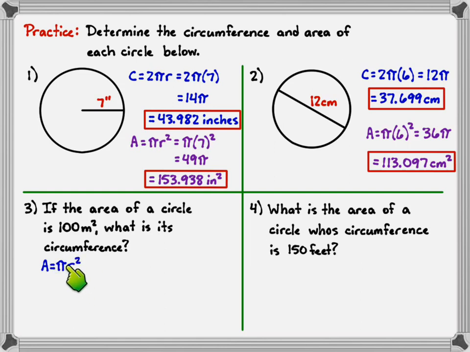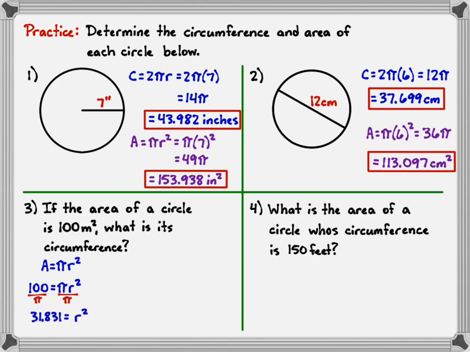Well, if I could figure out what r is based on this formula, then I can use that and plug it into the circumference. It says that the area is 100, so I can take the 100 and plug it in to A. So I end up with 100 equals pi times r squared. And now I have just an equation to solve. It's actually a quadratic because you have the r squared there. But anyways, to solve for r directly, we're going to divide by pi on both sides.